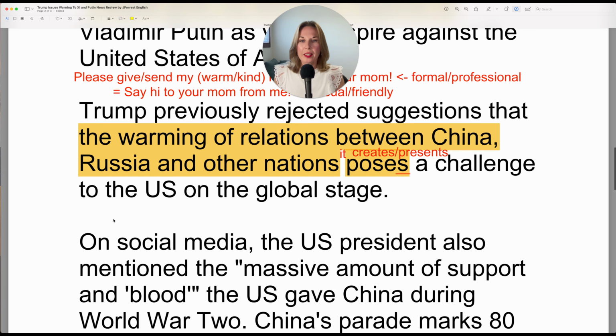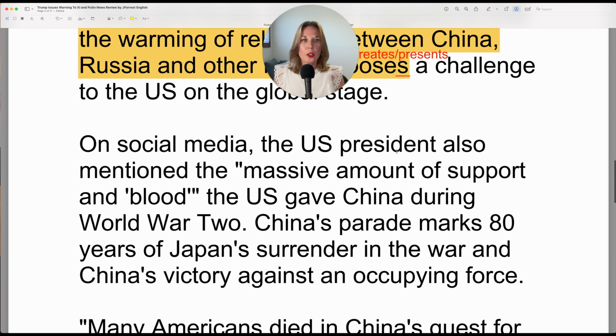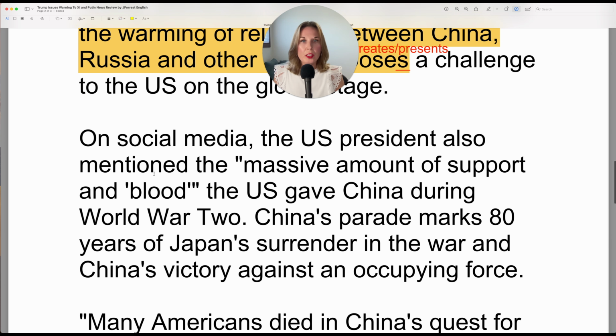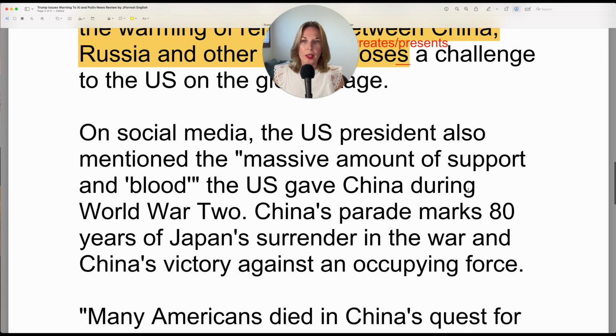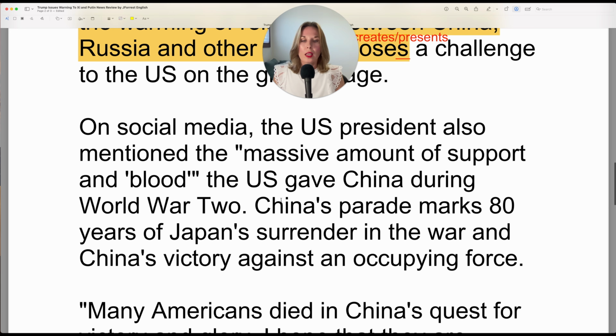Let's keep reading. On social media, the US president also mentioned the massive amount of support and blood the US gave China during World War II. So, of course, blood represents soldiers who were injured or killed. So that would be blood.